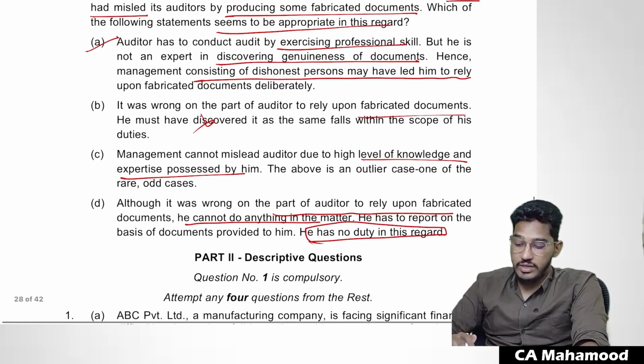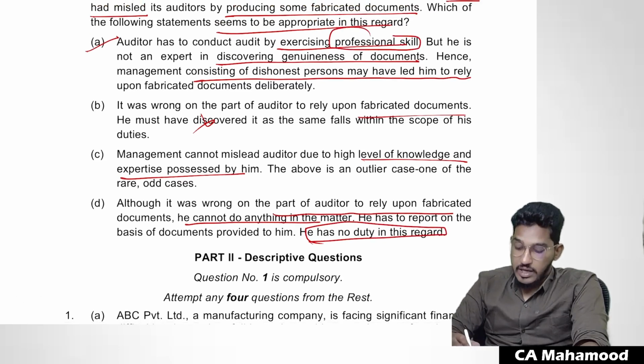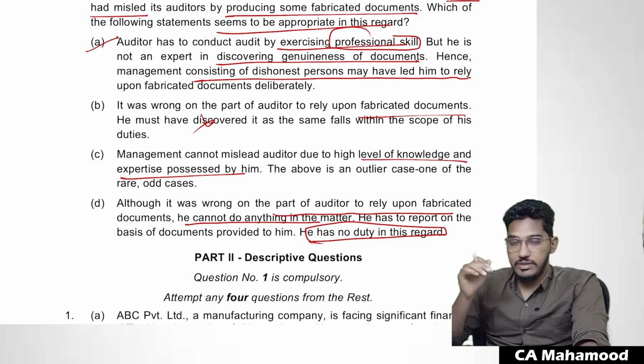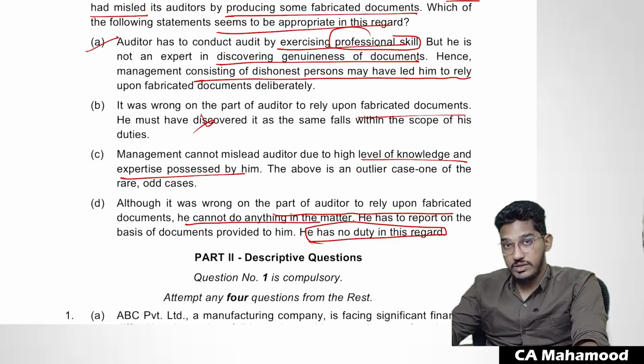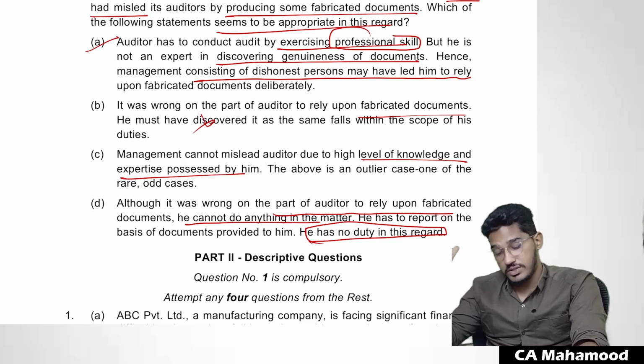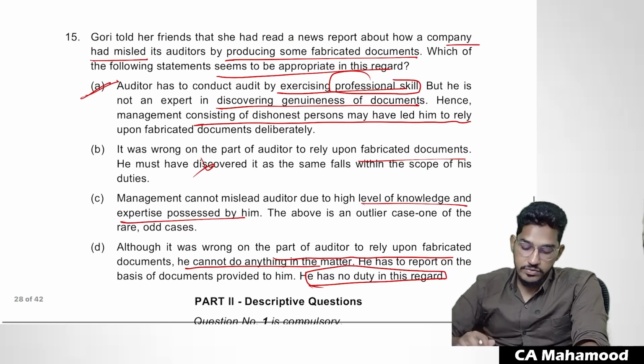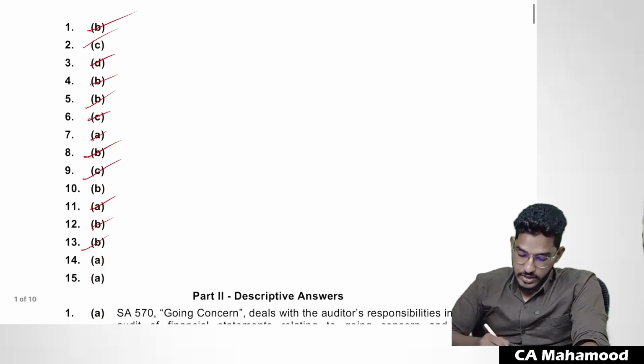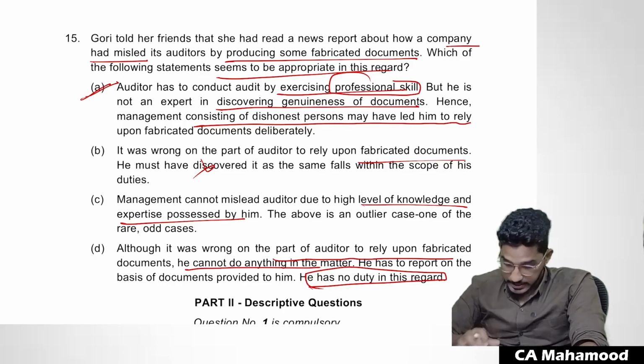No, he has to do the audit as per professional skill. So he has to be careful. You can't say there is no responsibility on the auditor. He has the responsibility to exercise professional skill. So the 15th is option A. Yes, 14A, 15A. Done.